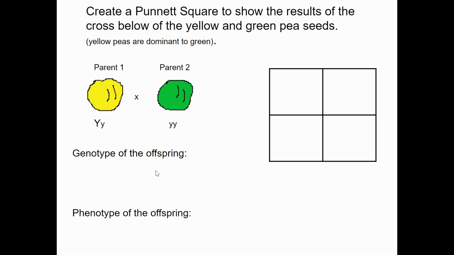We just found homozygous means two of the same. Recessive means two of the same recessive genes. Heterozygous means one of each. All right, complete the Punnett square, please.